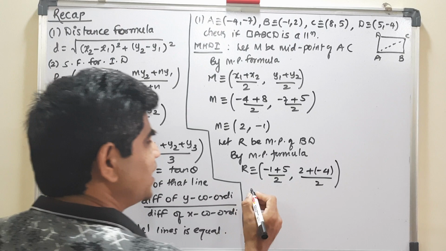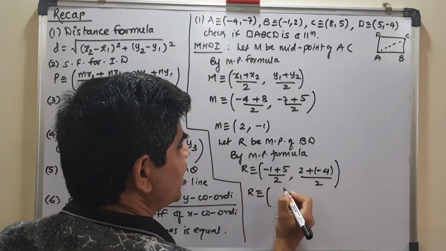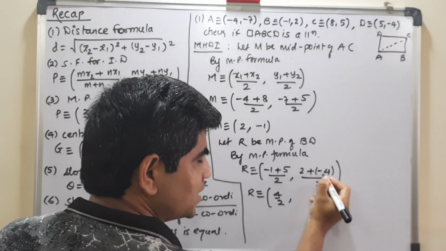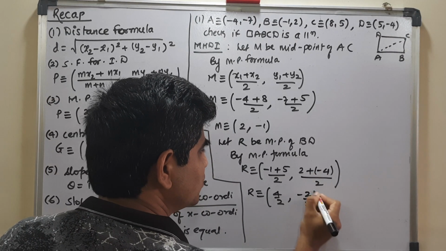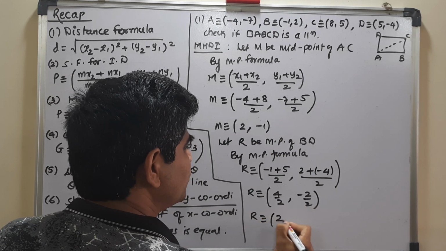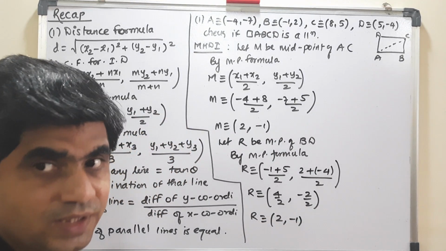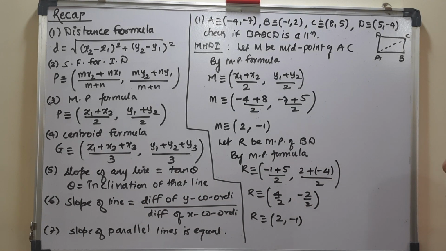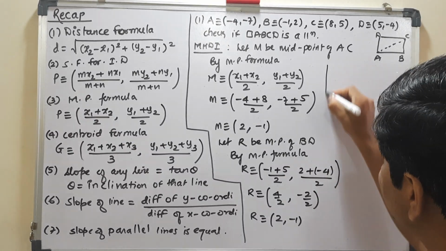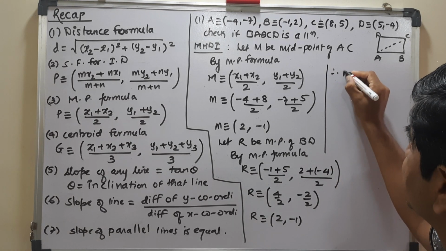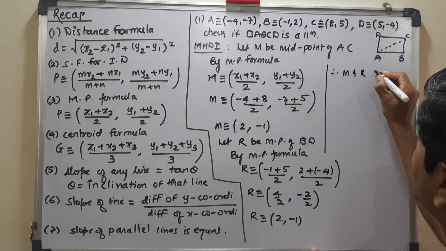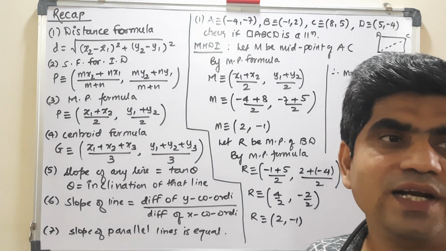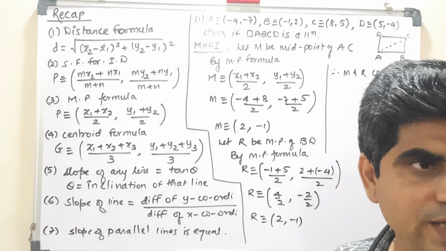So here you get R representing 5 minus 1, 4 by 2, and 2 plus minus 4, that is 2 minus 4 is minus 2 by 2. So you get coordinates of R to be 2 comma minus 1. That means what do I get? I get the coordinate of M and the coordinate of R to be the same, right? So what does this indicate? Therefore, M and R coincide. Coincide means the diagonals cut each other at the same point, right?